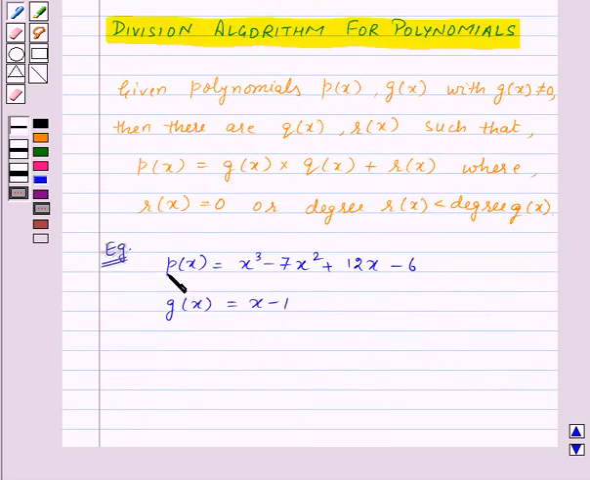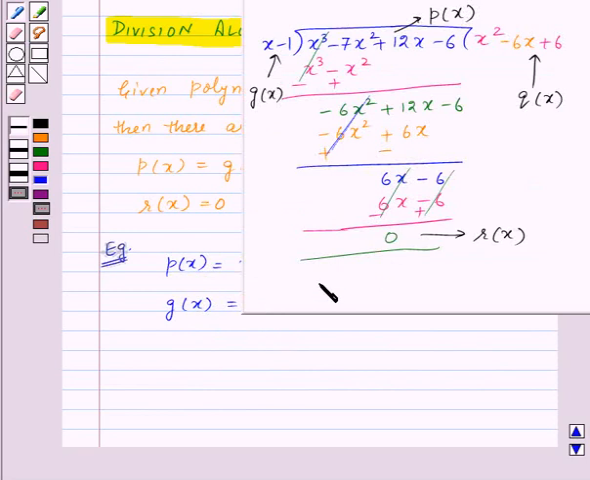Now suppose we have a polynomial p of x equal to x cubed minus 7x squared plus 12x minus 6 and g of x equal to x minus 1. Then by dividing p of x by g of x, we can get the values of q of x and r of x, such that p of x, that is x cubed minus 7x squared plus 12x minus 6 will be equal to g of x, that is x minus 1, into q of x, that is x squared minus 6x plus 6, plus r of x, that is 0.